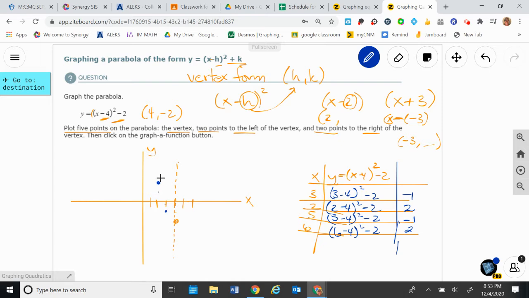Okay. Now, you can also graph the first 2 points like this and then just reflect them. I mean, that's possible. You can always do that, or you can just figure out the math on the 5 points. Okay. And that's all you have to do.